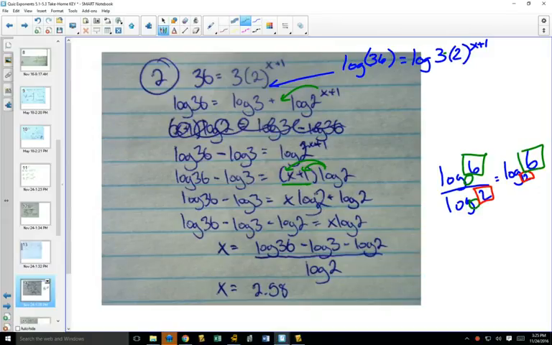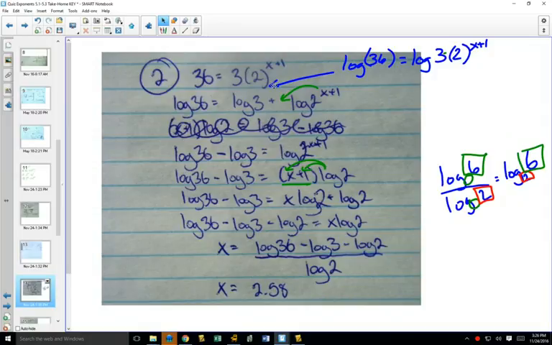Move all your logs to one side, and then divide by log 2. You end up with a lot of logs in the question, but when you plug it into your calculator later, that is the right answer. So this is following the steps. Take the log of both sides, apply all your log laws to get that x out of the exponent, solve for x, get your answer, and check it.